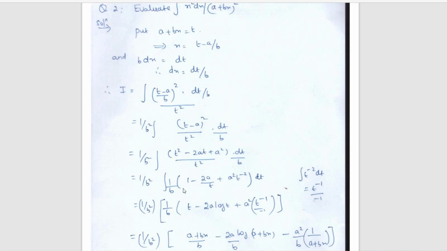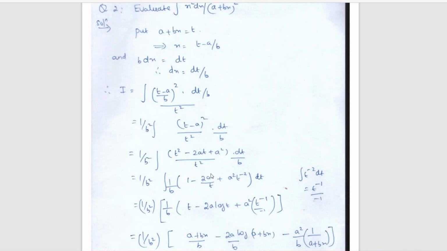What's the first term? 1. So 1 dt. What is integral dt? Integral dt is t, like integral dx is x. Integration and differentiation will get cancelled. So the first term is t. Integral dt is t, or you can separate the integrals if you don't understand. The next term is minus 2a by t. Minus 2a is a constant here, so minus 2a as it is.